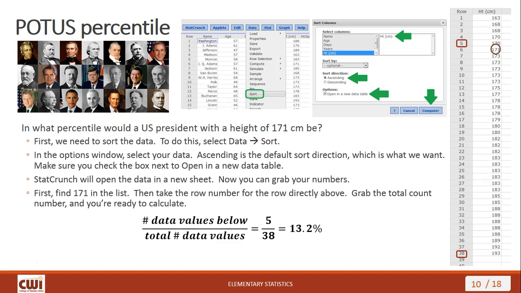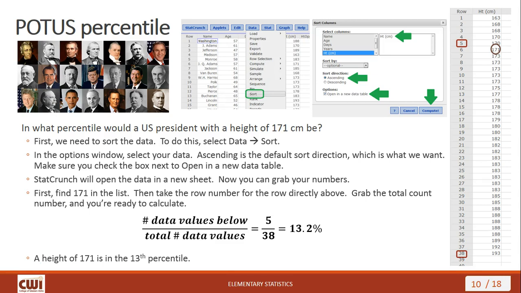So the total number of data values below the value of interest is 5 divided by the 38. Then I'm going to multiply by 100, and that gives me 13.2%. Therefore, a president with a height of 171 is going to be in the 13th percentile. Notice that when we get a decimal value out, we're just going to round to the nearest whole number. So 13.2 rounds down, and that's where we get the 13th percentile.